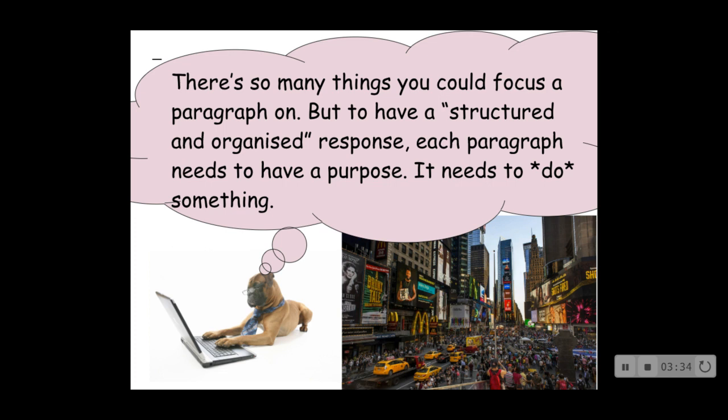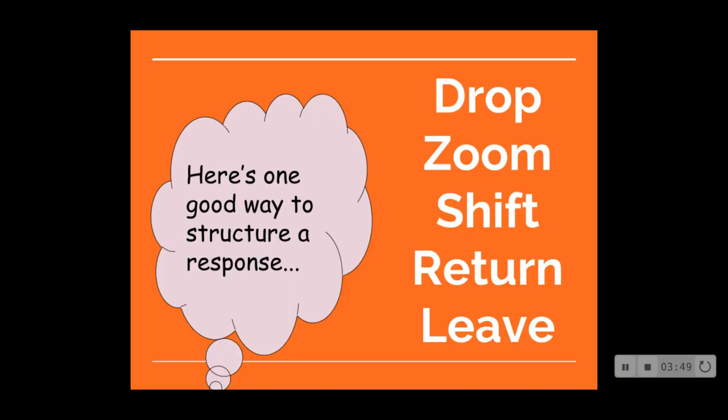So there are so many things in any picture that you could focus a paragraph on. But in order to get a structured and organized response, each paragraph that you write needs to have a purpose. It needs to do something. And one good way we can do that is with this structure here: drop, zoom, shift, return, leave. Each paragraph does one thing. One drops, one zooms, one shifts, one returns, and one leaves. Hungry for a bit more? Well, let's take a look.